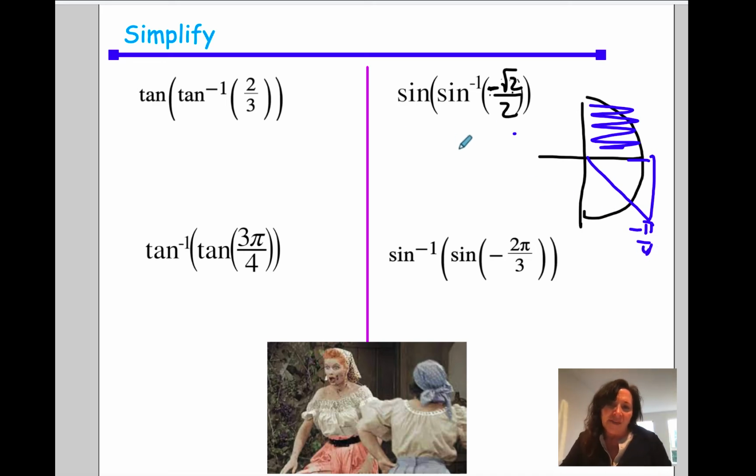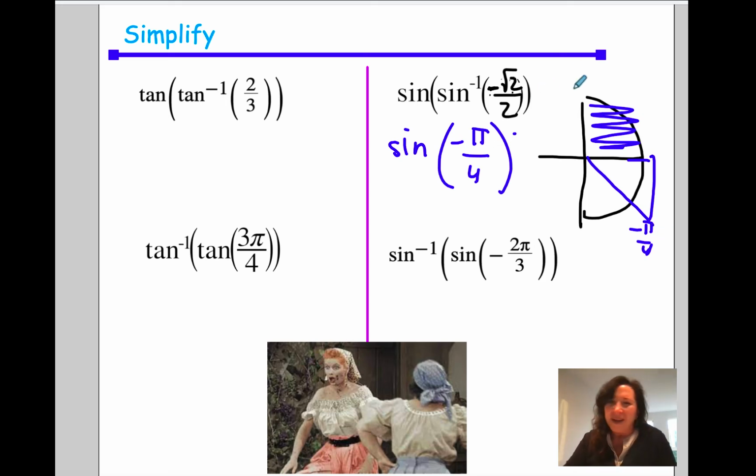So then it's asking me, well, what is sine of negative pi over 4? That's what it's asking me. Well, sine of negative pi over 4 is negative root 2 over 2. So I did actually get the same value, didn't I? Not always going to happen, though.